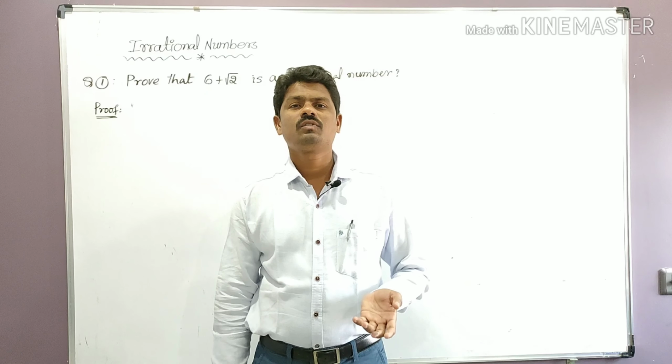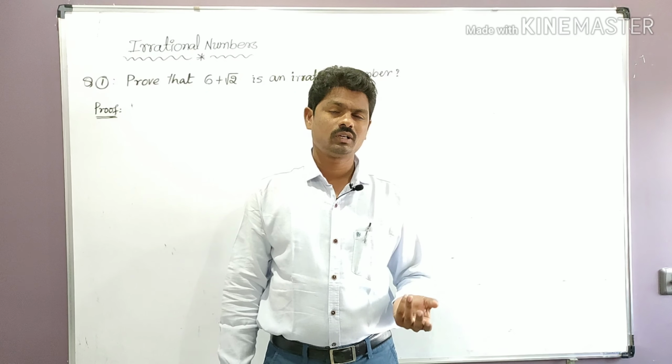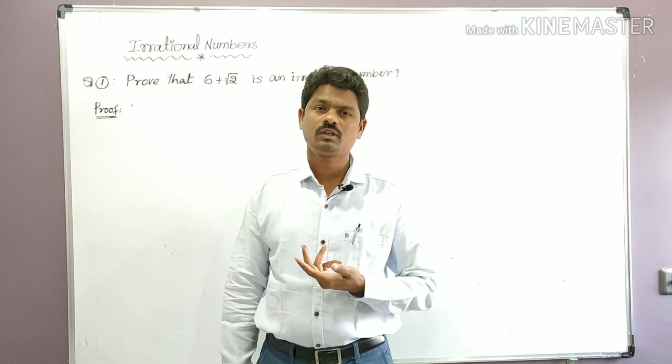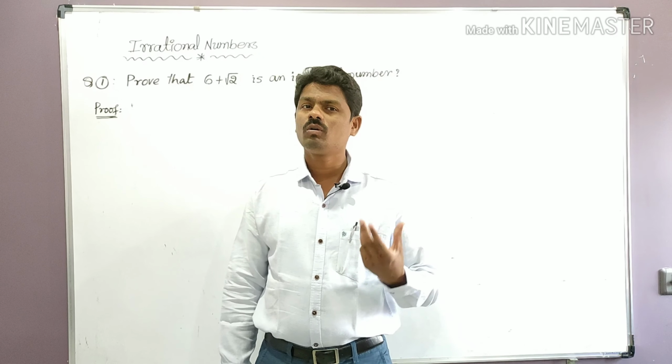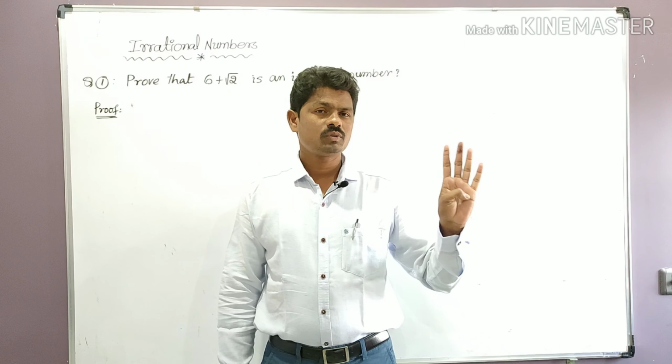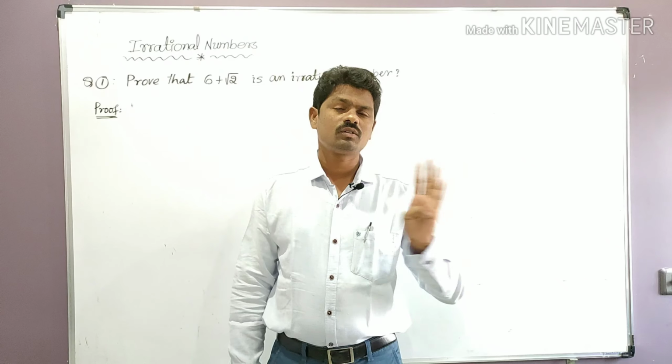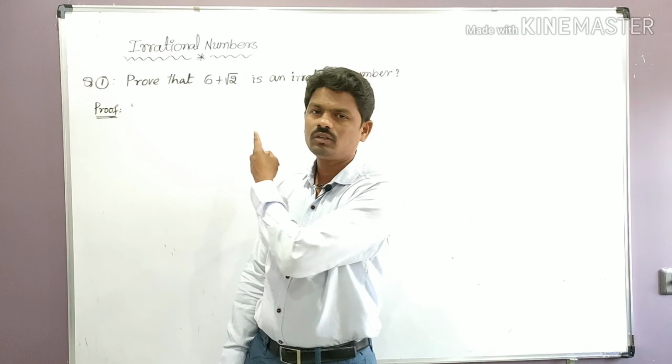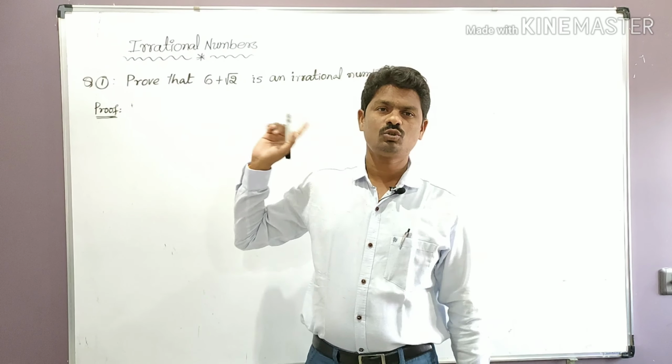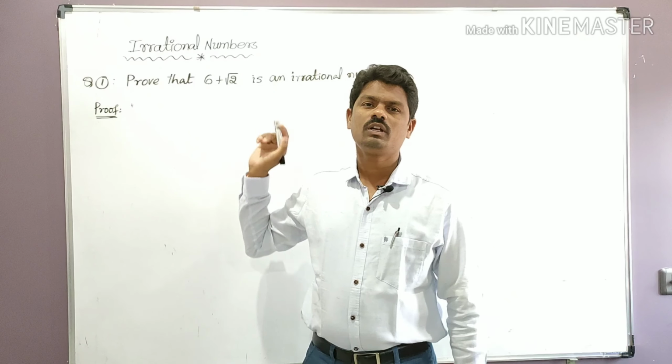This topic is very important, student. Definitely you can get a 4 mark question from this topic. You have to watch all, there are 5 types of models of irrational numbers. This is the third model, and it is very easy, so we can prove it very easily.